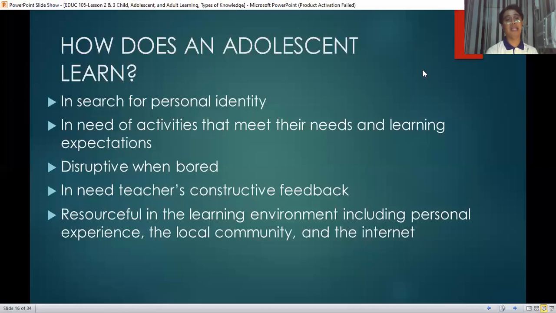Okay, they are in need of teachers' constructive feedback. I repeat, they are in the exploratory stage. Still, they need your guidance. Unlike the adult learners, they already have the concept about life. They know what to do. They know how to react. They know they are responsible for the consequences of their action. But for adolescent learners, I repeat, they are still gaining the experience to become an adult learner, an expert learner.